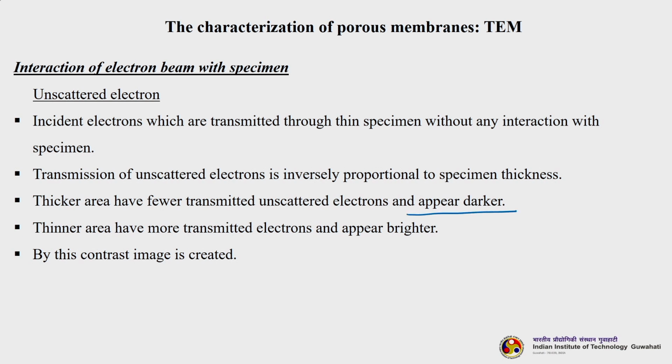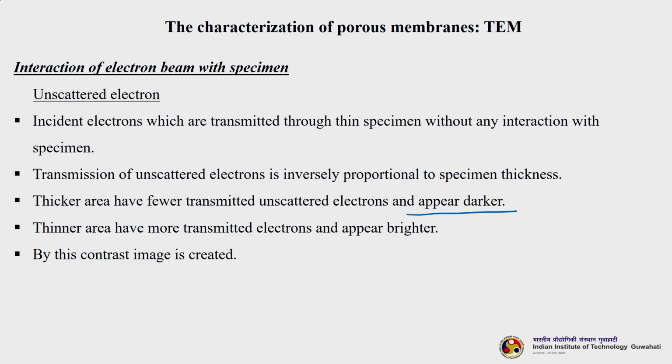So, if an area is thick, let us assume the membrane only, then we have very few transmitted unscattered electrons. Due to that, the particular region will appear dark in your final micrograph or image. Thinner areas have more transmitted electrons and they will appear brighter, so we can read more easily what is inside. By this, contrast in the image is created. Your contrast image is decided by how many unscattered electrons are transmitted.